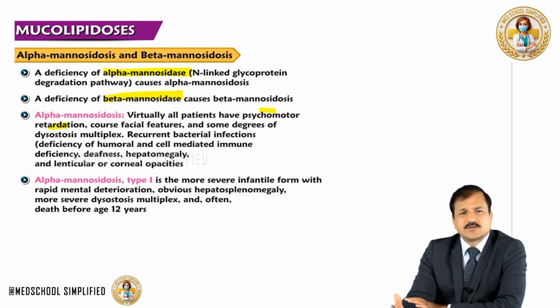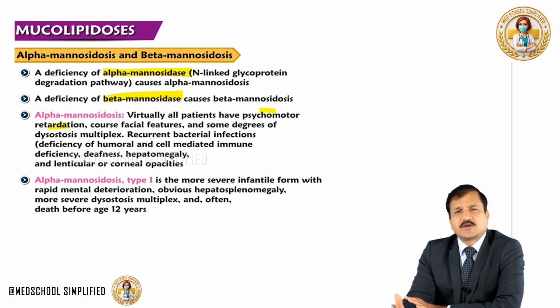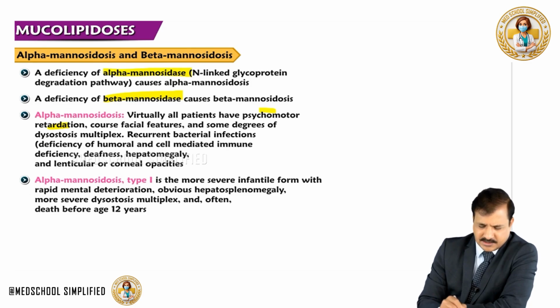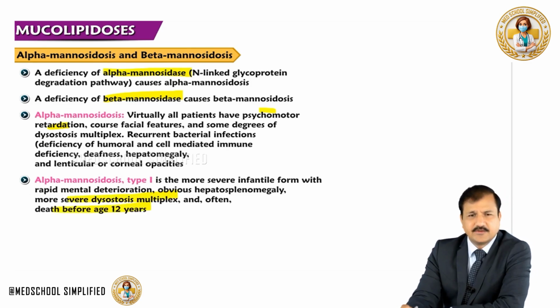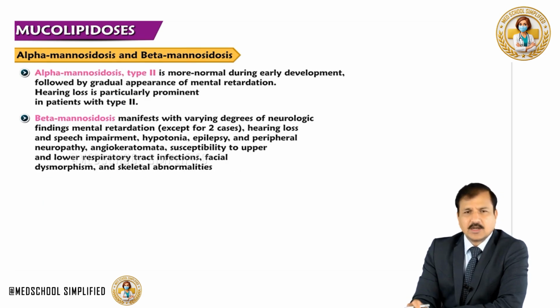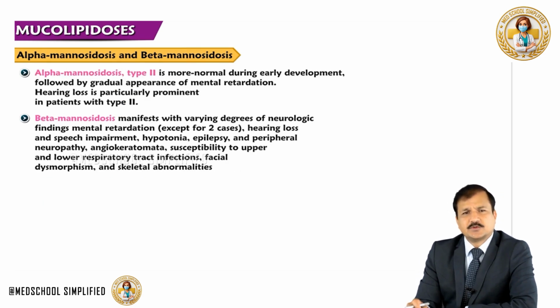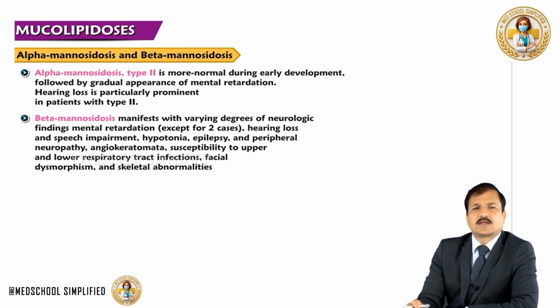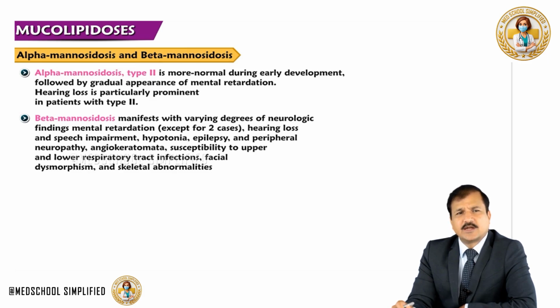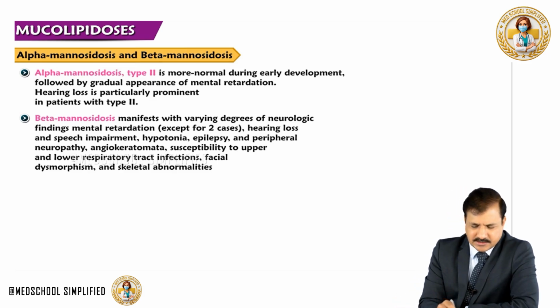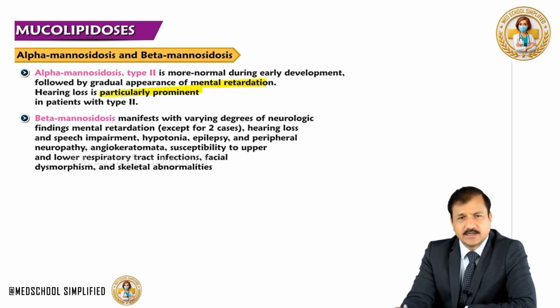Now, α-mannosidosis type 1 is the more severe form of mannosidosis, and patients will have severe dysostosis multiplex, and death usually occurs within 12 years of age. Now, in α-mannosidosis type 2, patients are normal during early development, followed by gradual appearance of mental retardation. Hearing loss is particularly prominent in type 2 α-mannosidosis.